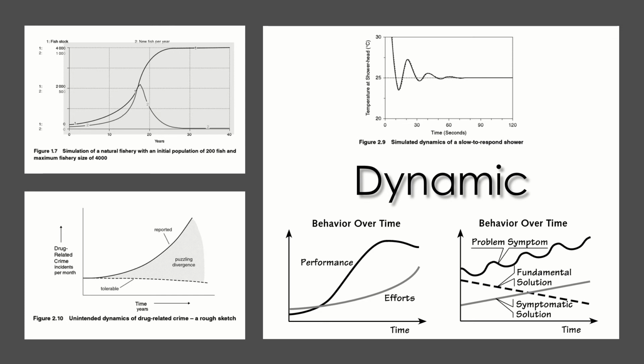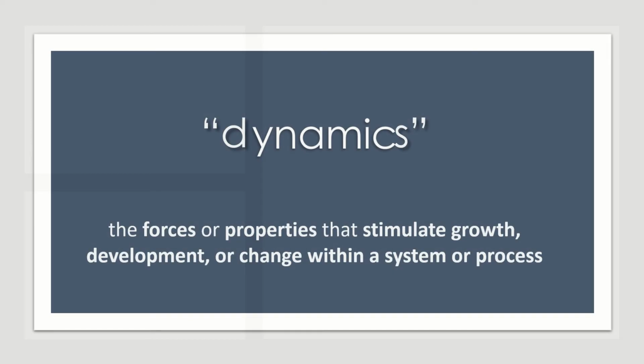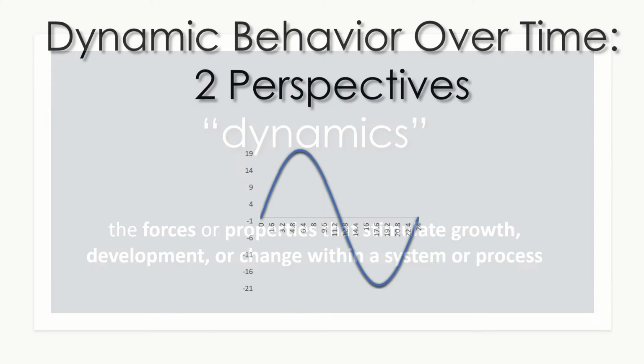When I say dynamic, I'm referring to the dynamics, which are the forces or properties that stimulate growth, development, or change within a system or process. So dynamics refer to not only that something's changing over time, but that we're actually modeling the things that are causing them to change over time. That's where these intersect with those causal loop diagrams. So we are building dynamical system models, which means we're building models of the things that force a system to change over time.